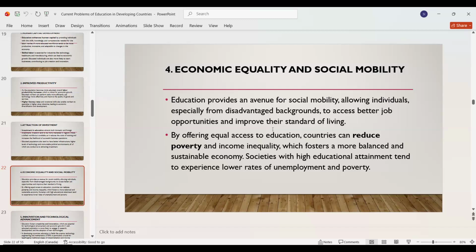So every year, in most of the universities, the agriculture graduates are coming out. What are they doing, right? So in foreign countries, farmers are the richest people, right? So that type of ideas, right, we need, right, through education. So education provides an avenue of social mobility and standard, right, by offering equal access to education.